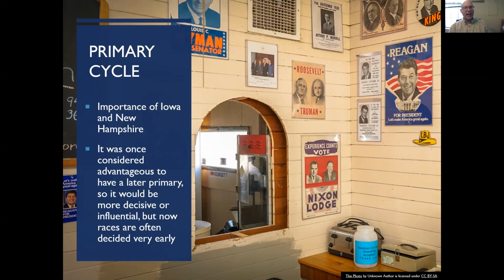It was once considered advantageous to have a later primary. It was considered better because the idea was, okay, at the beginning, it's a very crowded field. A lot of these people probably aren't going to be serious contenders. So if you have a somewhat later primary, that's better because by then you've narrowed it down to the real contenders, the 2, 3, maybe 4 people who really have a shot at the nomination, and then you can help decide that later on.